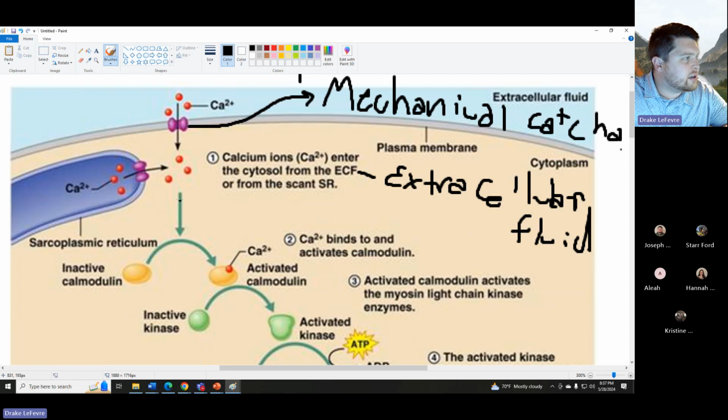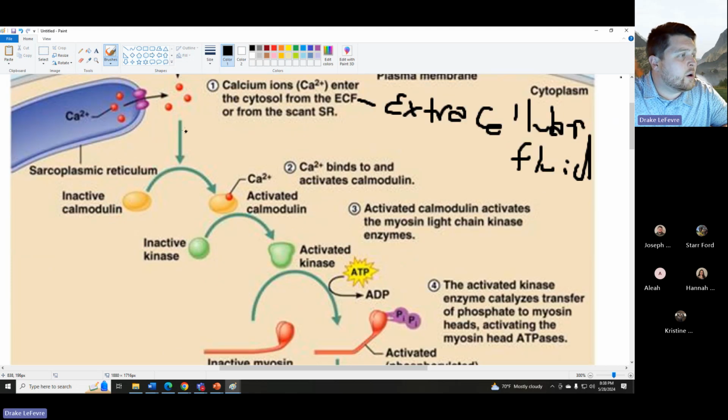And when this calcium comes in, it causes the sarcoplasmic reticulum to activate and release even more calcium. So calcium comes in because of the movement, which ignites the sarcoplasmic reticulum to release even more calcium. That calcium is going to interact with a specific protein called calmodulin. That calmodulin gets activated when calcium binds to it.